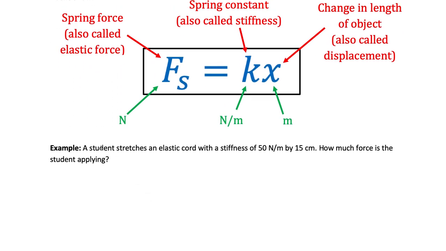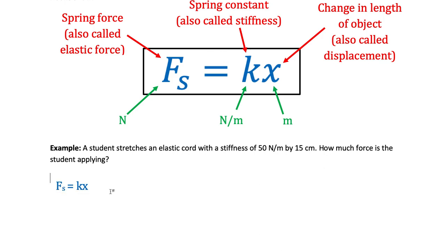A student stretches an elastic cord with a stiffness of 50 newtons per meter by 15 centimeters. How much force is the student applying? So you can imagine here, students found an elastic cord, a little bungee cord somewhere in a classroom. One end of the cord maybe is attached to a wall or a desk, and they're pulling on the other end. And they are managing to stretch it by 15 centimeters. So the cord is now 15 centimeters longer than it normally would be. We want to know how much force must the student be applying to make this happen.